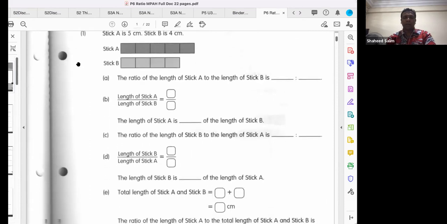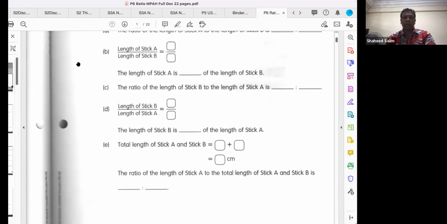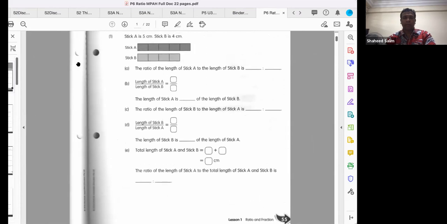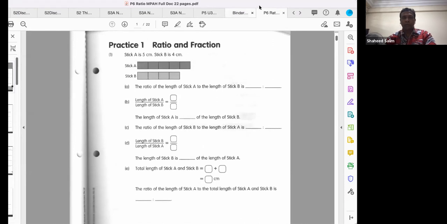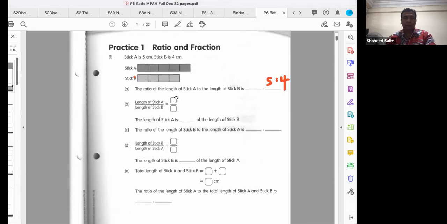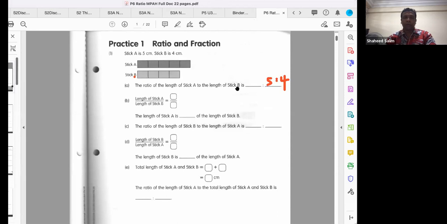Can we just try now? Okay, I'll just run through very quickly, in case you're not so sure. Stick A is 5 cm, stick B, so okay, 5:4. Okay, well done. For A, it's 5:4. And then the answer is 5/4. Okay, good, correct. Oh, I wrote wrongly, 5/4.